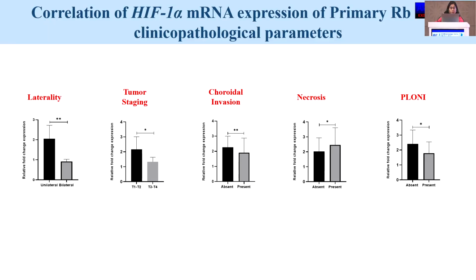This slide represents the correlation of HIF1 alpha mRNA expression of primary RB with clinicopathological parameters. Among these clinicopathological parameters, choroidal invasion is strongly statistically significant with mRNA expression level of HIF1 alpha.